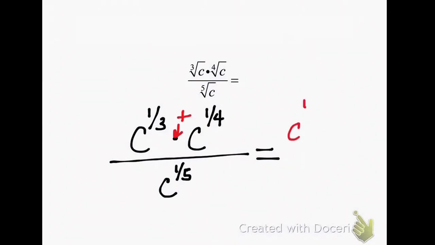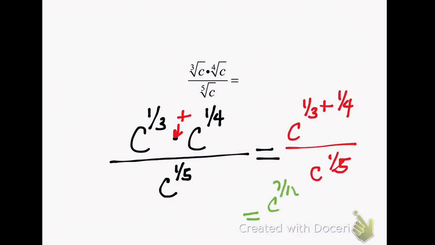That will give me c to the 1/3 plus 1/4 over c to the 1/5, which is going to be c to the 7/12 over c to the 1/5. So that's going to give me c to the 7/12, subtract 1/5 because it's division, and you're going to get your answer.